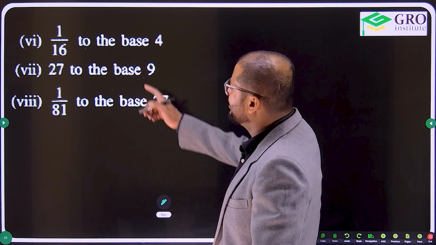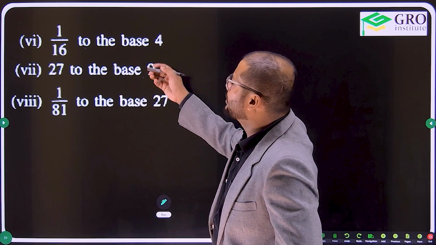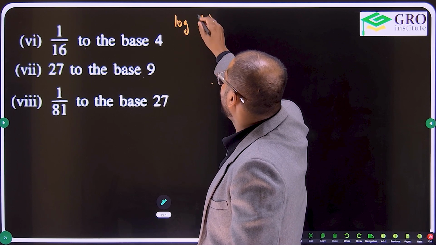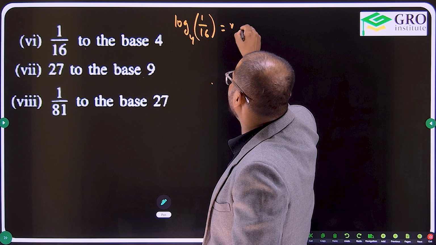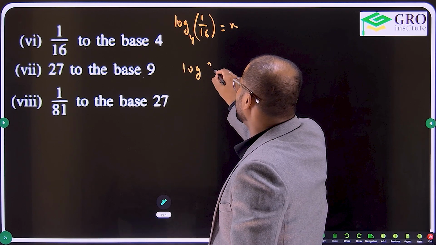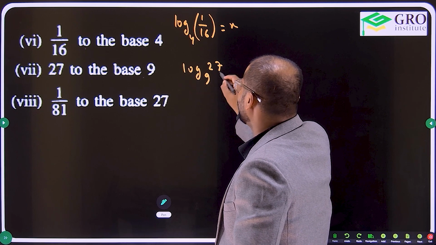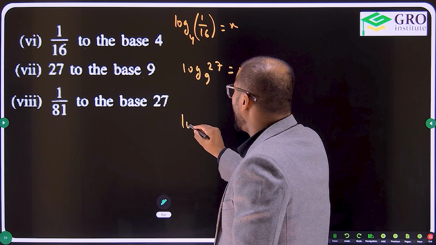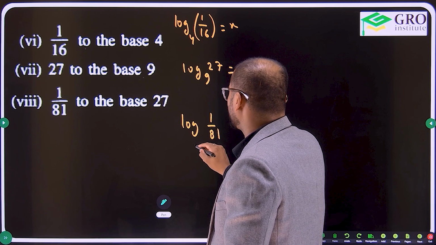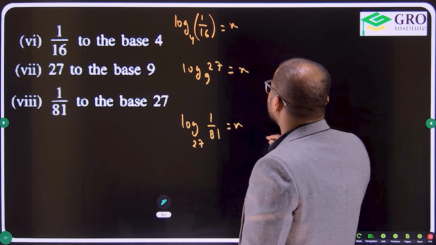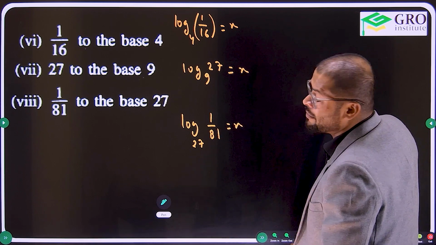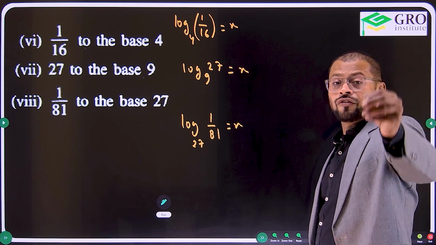Same way we will convert 1 by 16 to the base. So log of 1 by 16 having base 4 is equal to what? X. Same way you have log of 27 having base 9 is equal to x. Log of 1 by 81 having base 27 is equal to x, right? Now these are the log forms. Now convert them in exponential form and get the value of x.